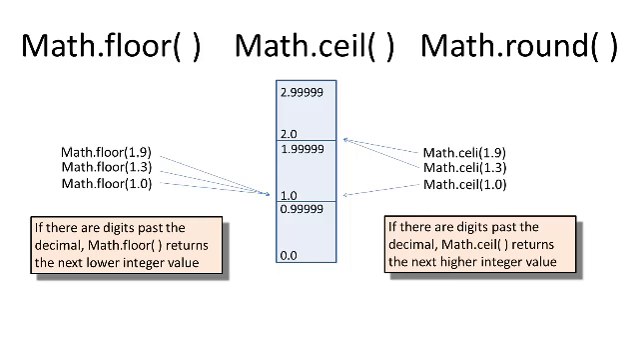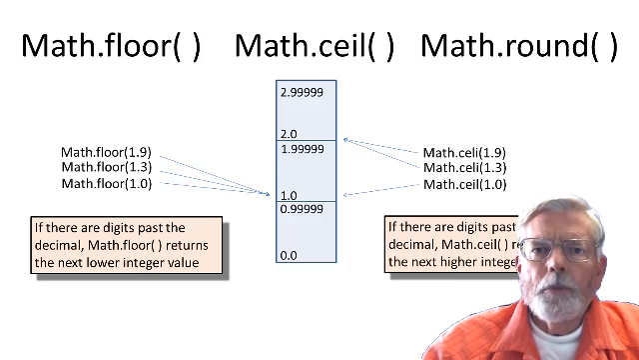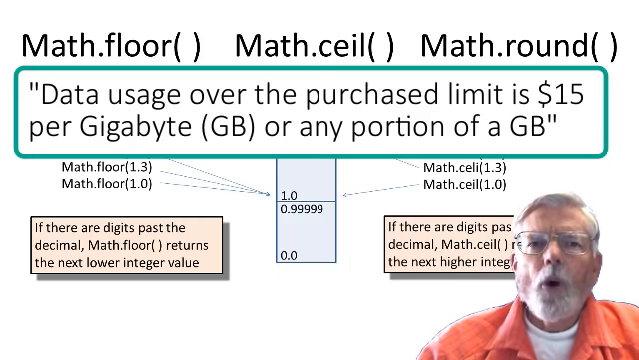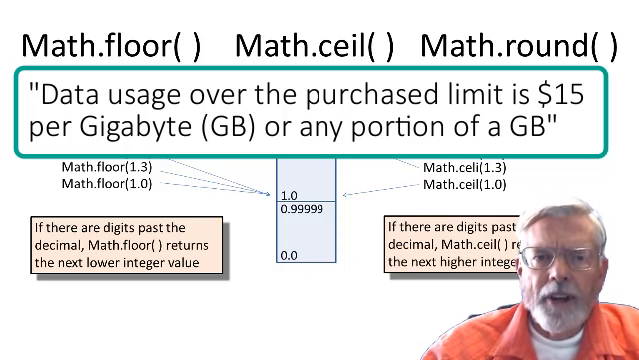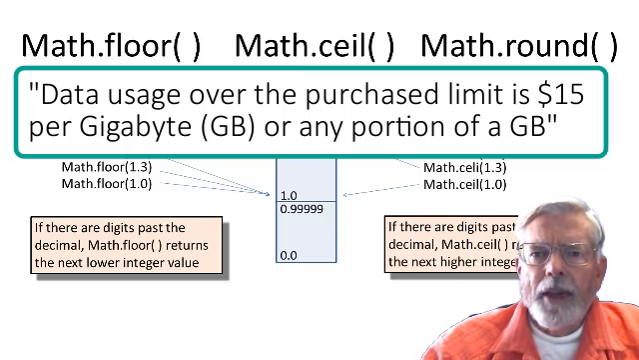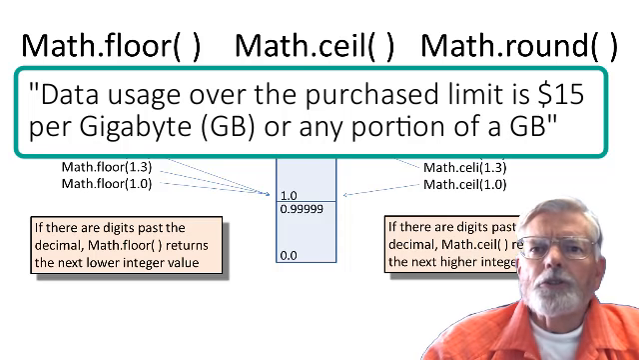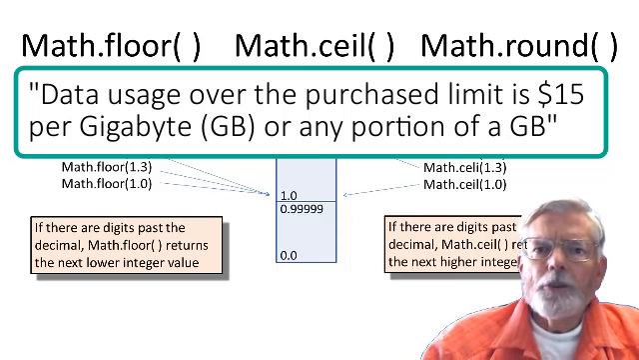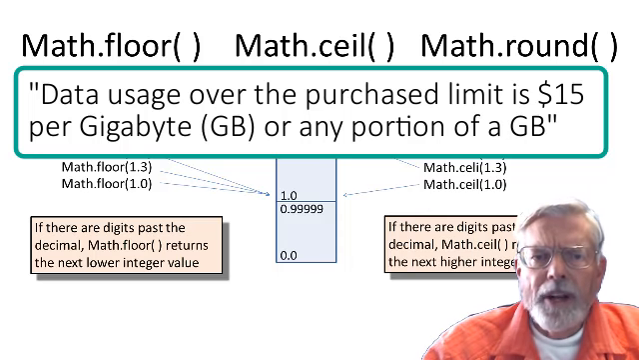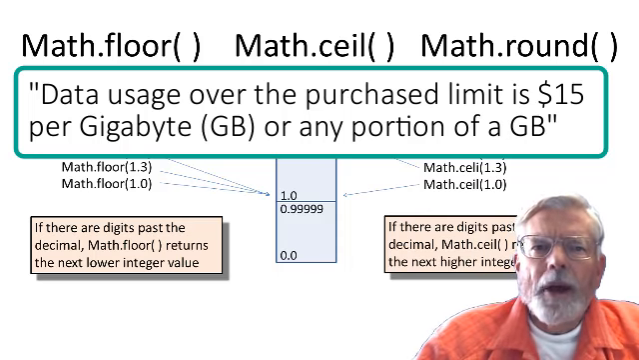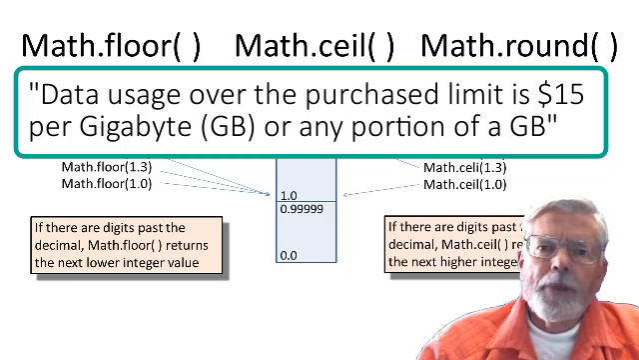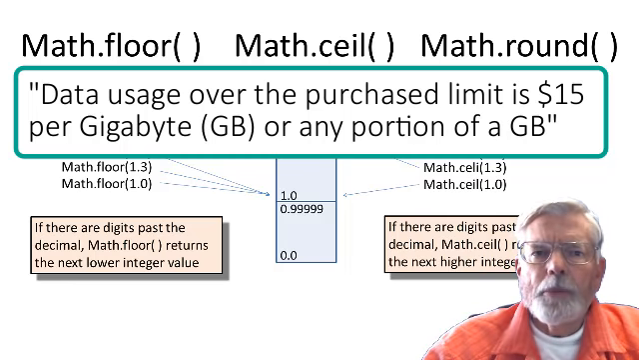Math.round rounds down or up to the lower or higher integer value. Since the definition for the cell phone bill project states data usage over the purchased limit is $15 per gigabyte or any portion of a gigabyte, then one of these math functions should be used during the bill calculation. For example, if a customer used 3.0 gigabytes, this value should be used when comparing against the amount of data purchased. However, if the customer used 3.1 gigabytes, then 4.0 gigabytes should be used when comparing against the amount of the data purchased.